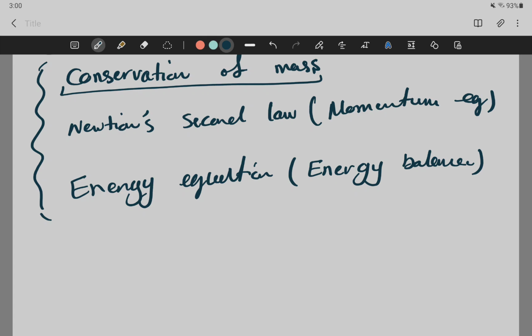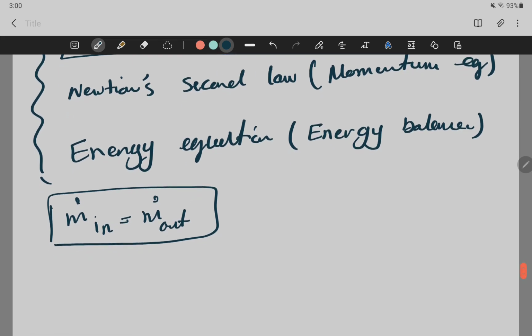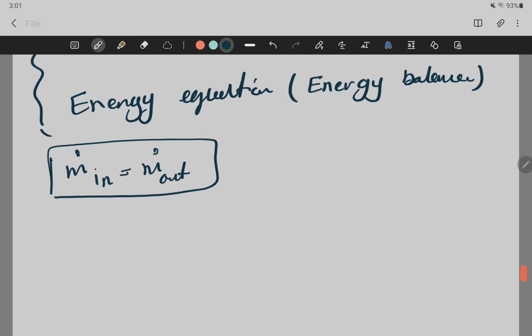You're making it a little more complicated than it is for yourself. We're talking about conservation of mass. What does it mean? Mass 1 equals mass 2. So m dot 1, or m dot in, is equal to m dot out. That's it. There's nothing else to it. How do we calculate m dot? We can actually use density, area, and velocity, right?